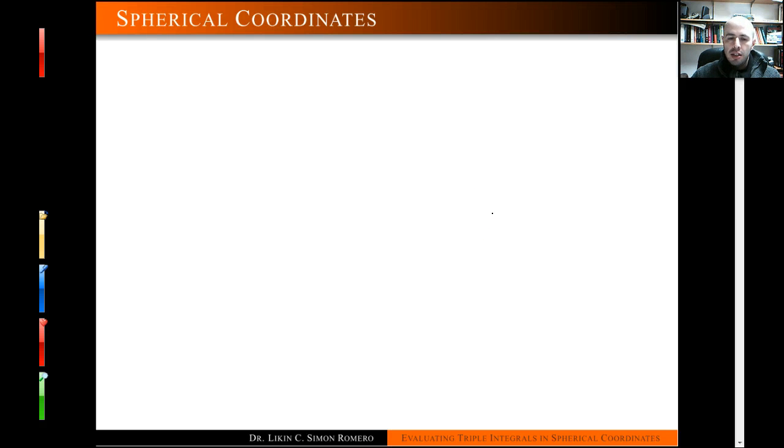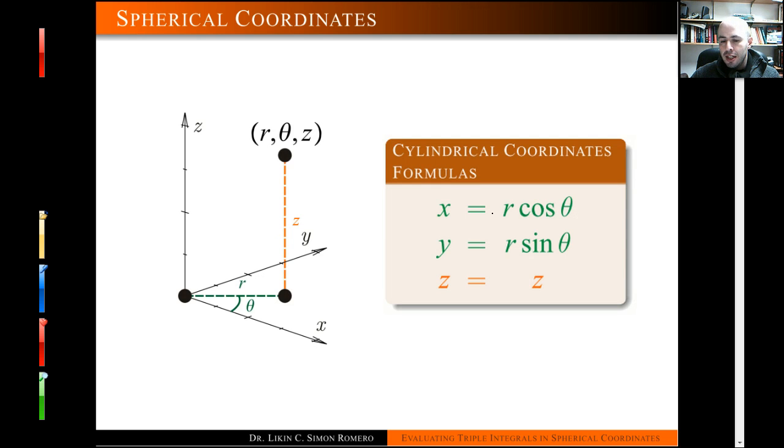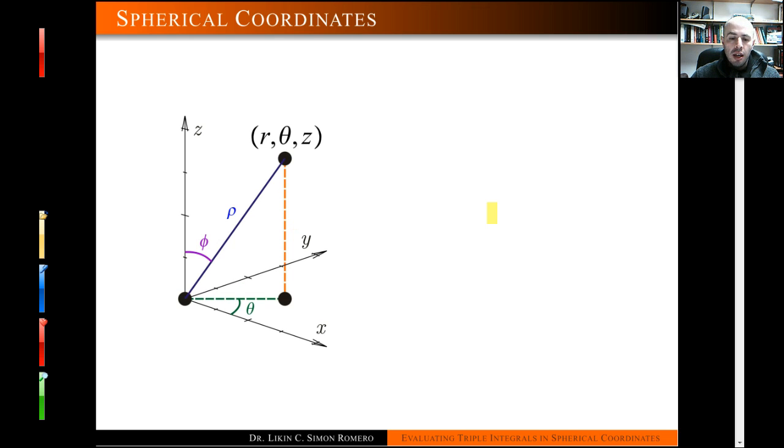So spherical coordinates are going to be different from cylindrical coordinates, but they are going to spring from cylindrical coordinates in this way. So suppose that you have the cylindrical coordinates and the cylindrical coordinate formulas. The thing that we're going to try to get is the formulas for spherical coordinates, and the way that we're going to do it is like this.